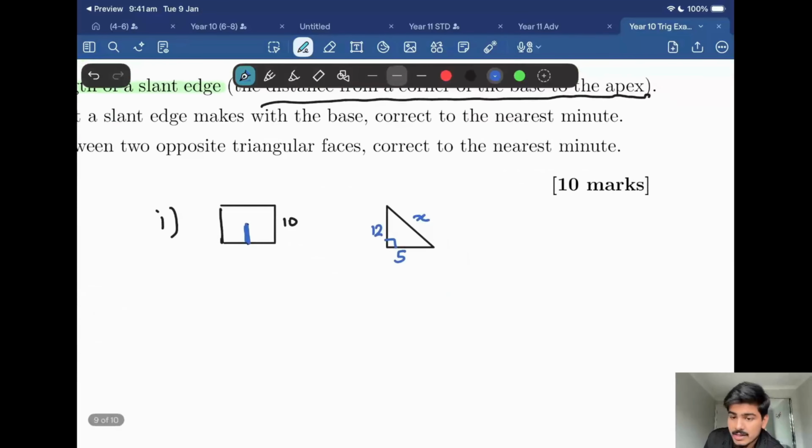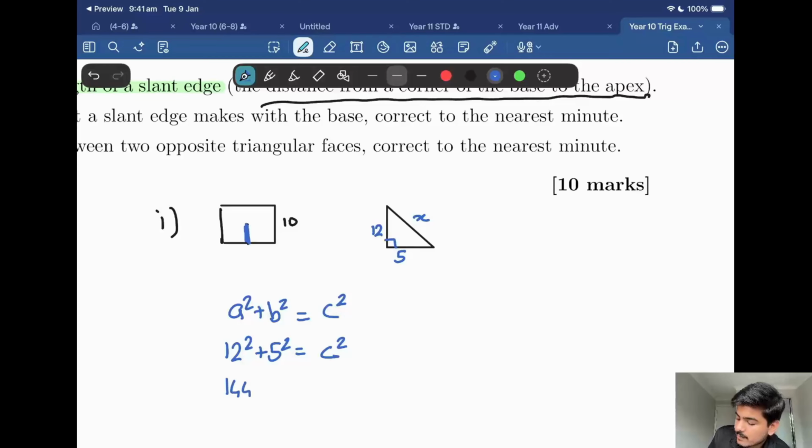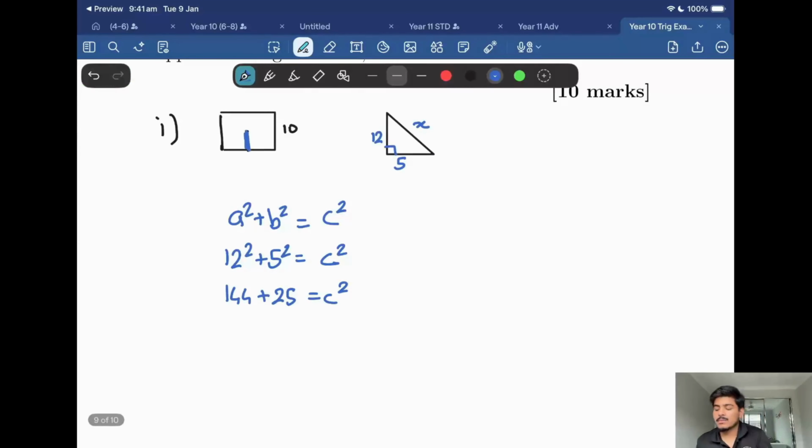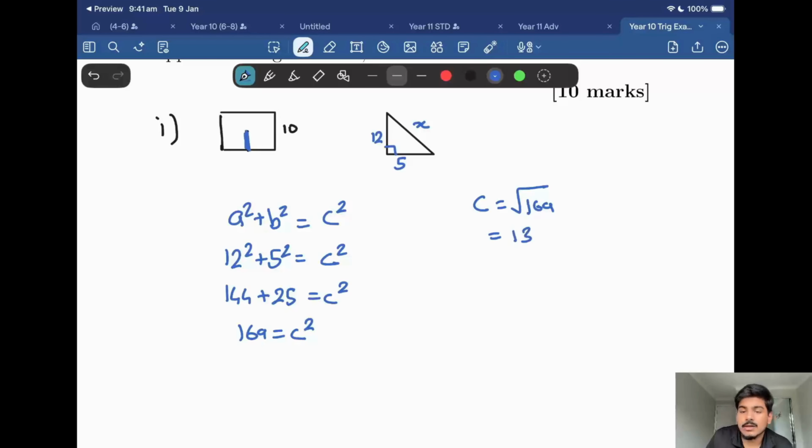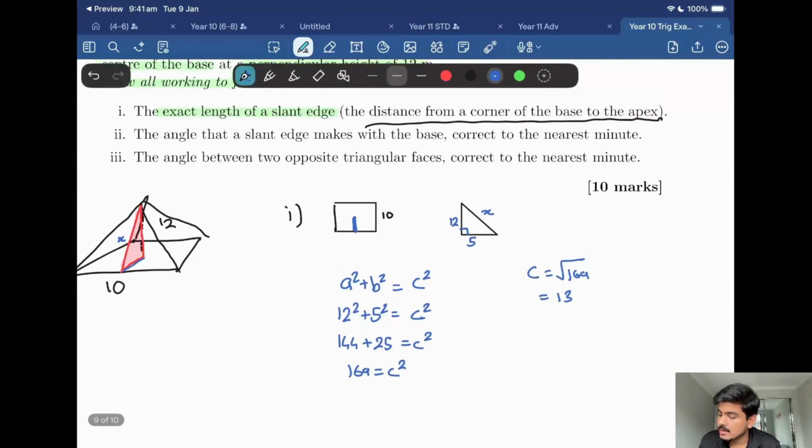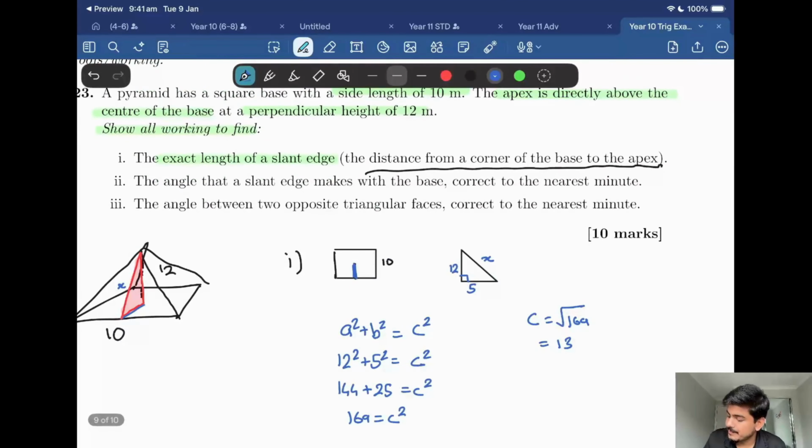So we can use Pythagoras' theorem here. That's a squared plus b squared is equal to c squared. So that's 12 squared plus 5 squared is equal to c squared. 144 plus 25 is equal to c squared. 144 plus 25 is 169. And that's just c is equal to root 169, which is just 13. So that length is 13 meters.